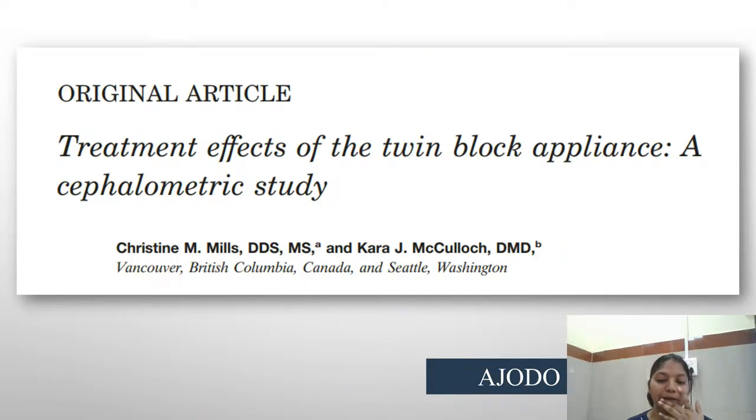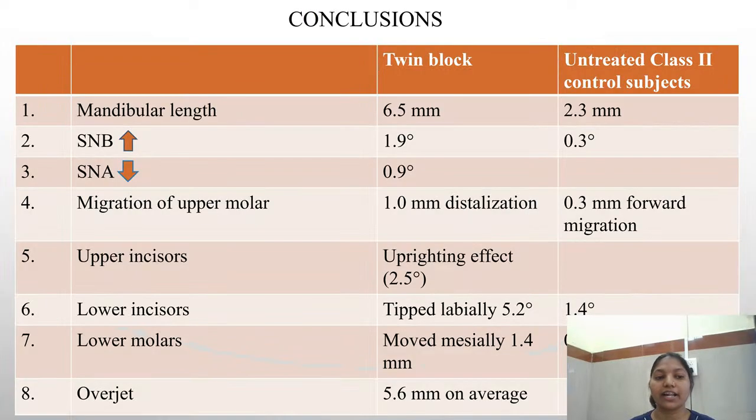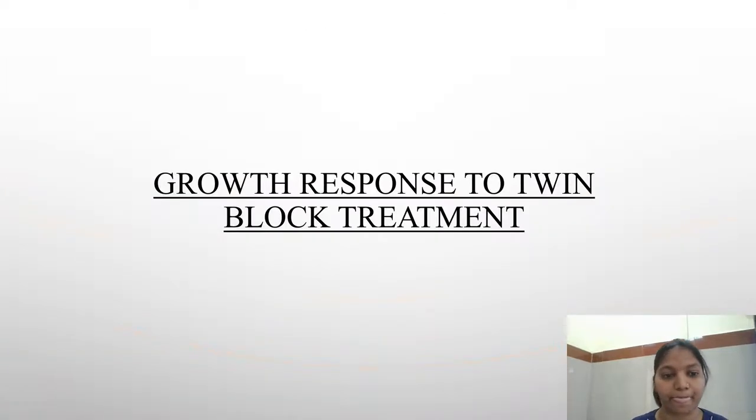This is the article published in the AJODO in 1998, Treatment Effects of the Twin Block Appliance, where they concluded that the mandibular length after the twin block appliance is increased 6.5 in the case as compared to the control group. SNB angle is increased, SN angle is slightly reduced, and there is uprighting effect on the upper incisors and the labial tipping of the lower incisors.